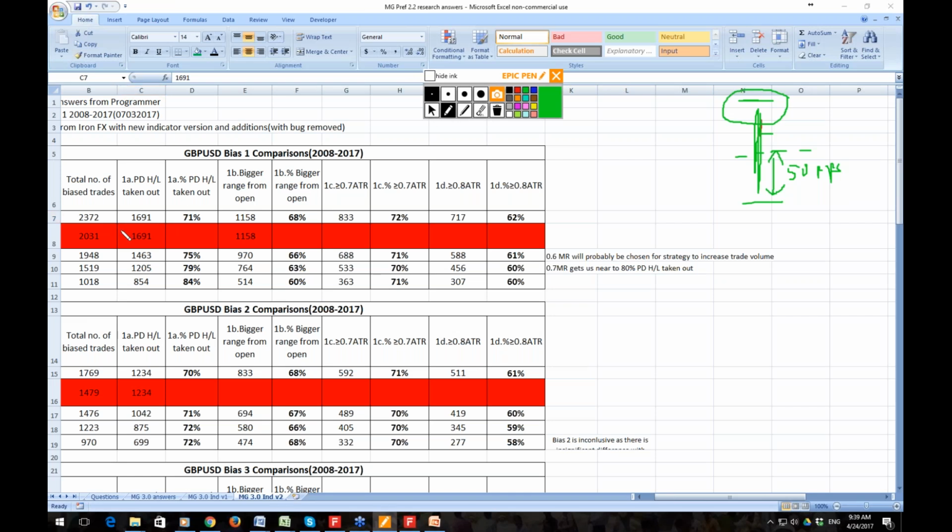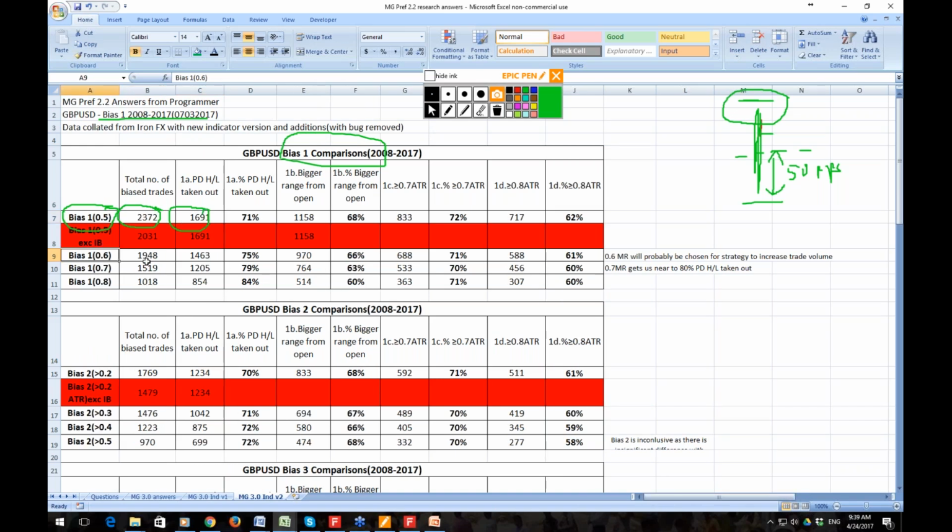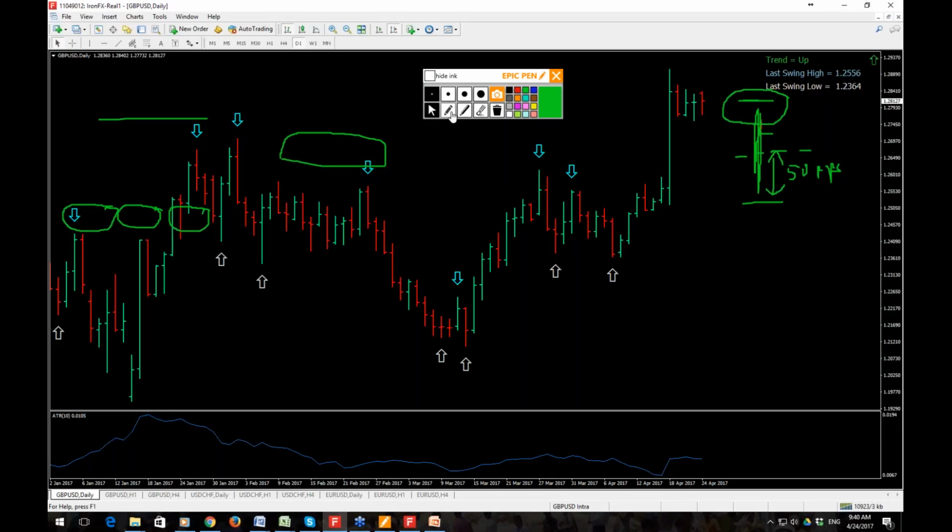Now, you see over here, everything has been quantified because we have a full-time programmer. 2,372 trades from 2008 to 2017. As you can see, on the 7th of March 2017, I ran the study. Previous day high and low taken out: 1,691 trades. 71% of the trades, the next day, it will take out the previous day's high and low. And as I increase the 0.5 to other levels, you can see the percentages differ. But you can see over here 71% of 2,372 trades. When you have stats like that, you will have absolute conviction.